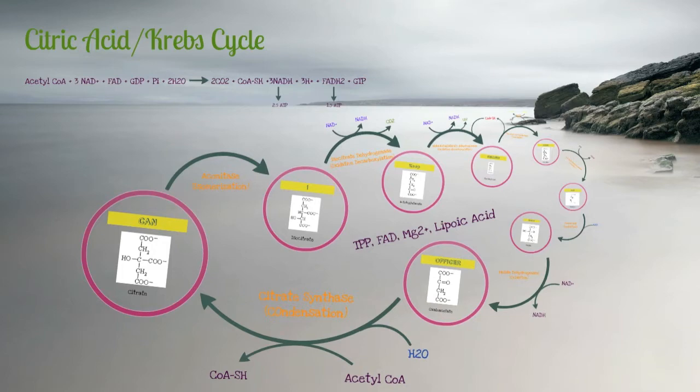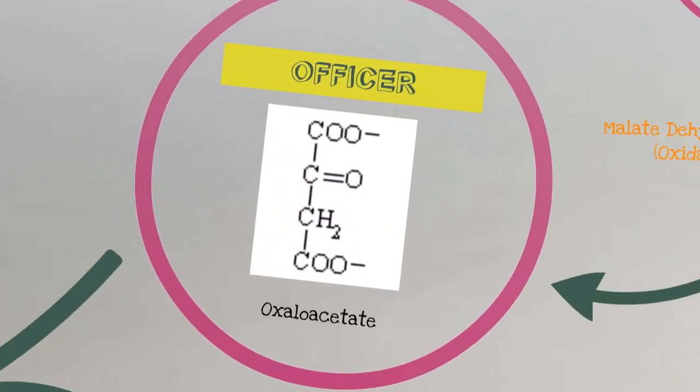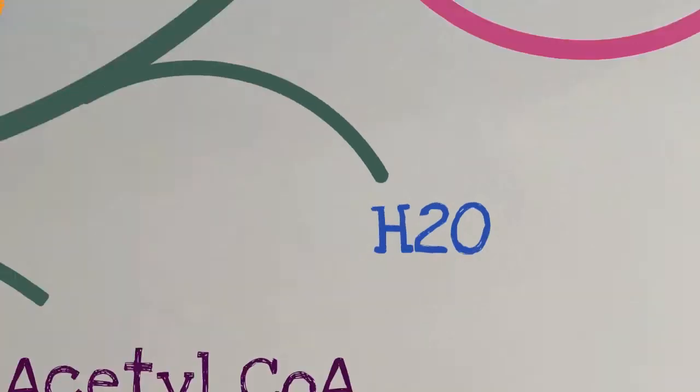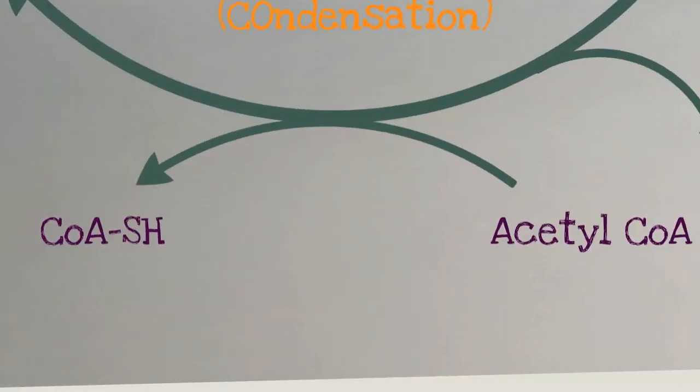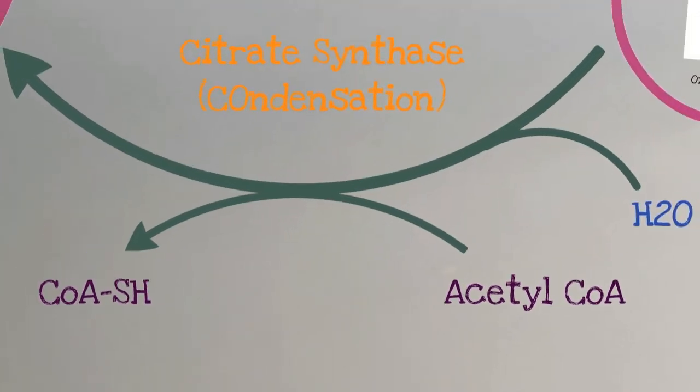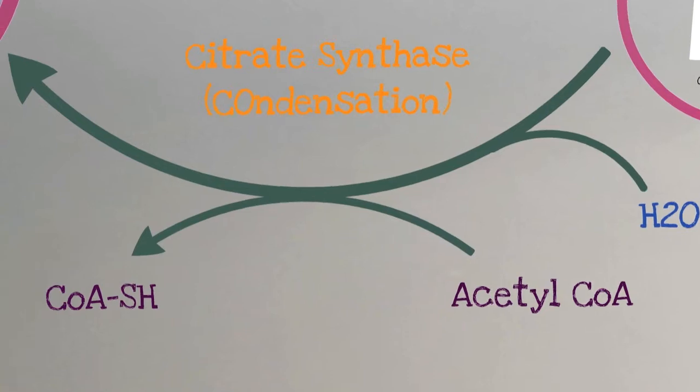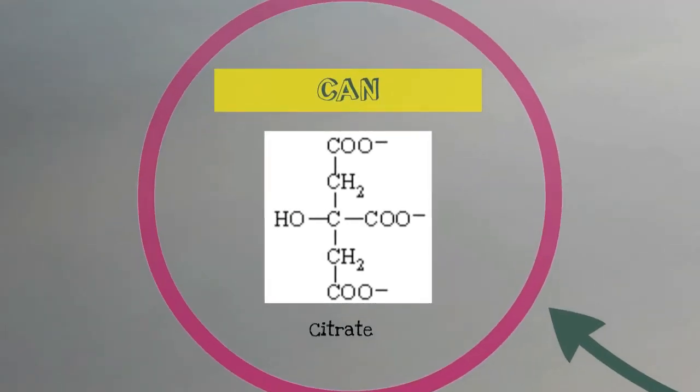Before we get to the can of our question, we must first have oxaloacetate, one water molecule, and acetyl-CoA. Remember, acetyl-CoA comes from pyruvate under aerobic conditions, as well as amino acid and lipid breakdown. With all of these, and the help of citrate synthase in a condensation reaction, we produce citrate, a 6-carbon compound.